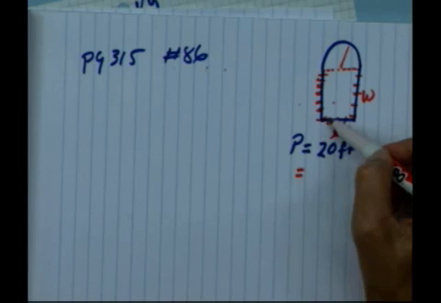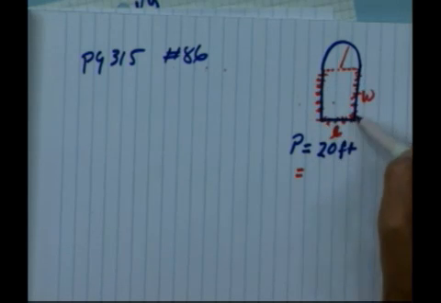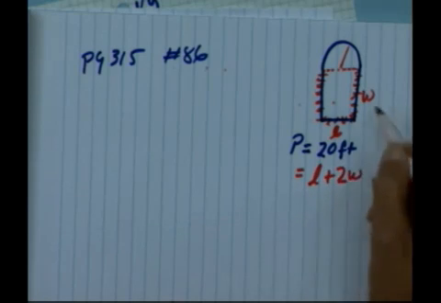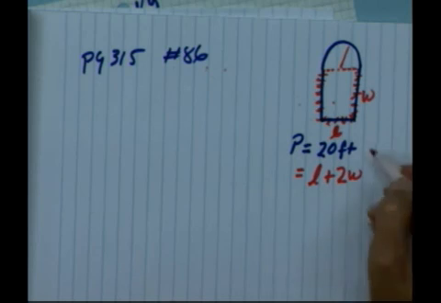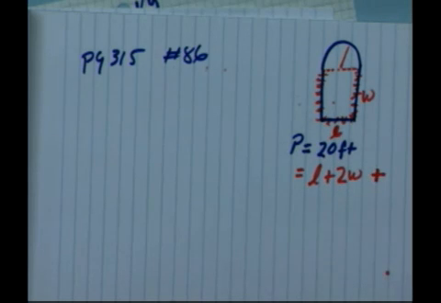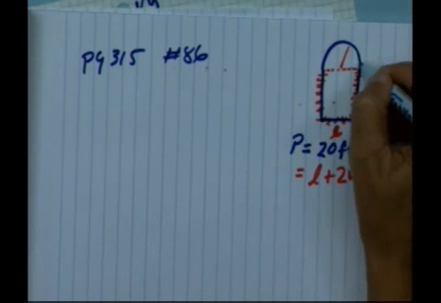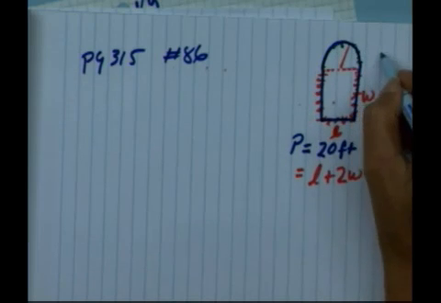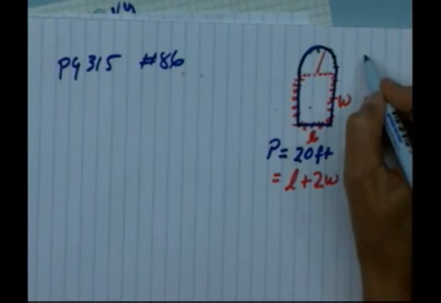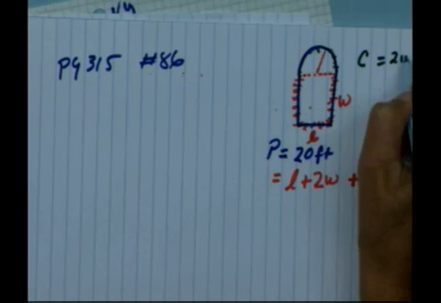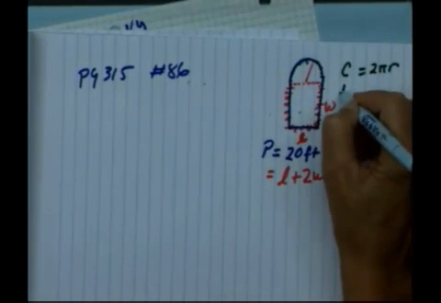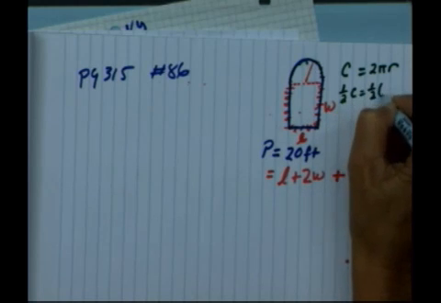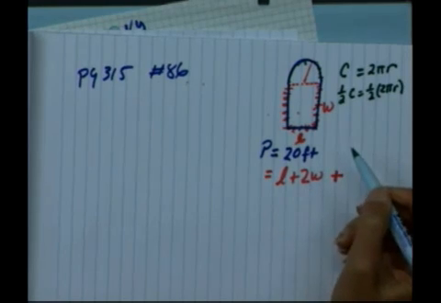So around these three parts, what's the equation? Length plus 2w, right? W plus L plus another W. And then we have to add to that this half circle. So we're thinking about the circumference of a circle, correct? The circumference of a circle is 2 pi r, but we only have half of a circle, so we'll take 1/2 of the circumference.